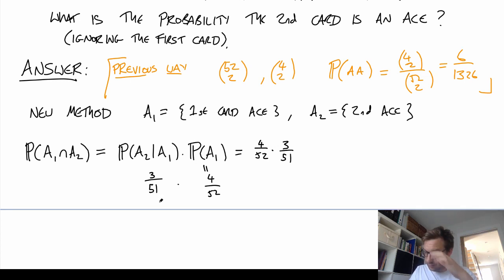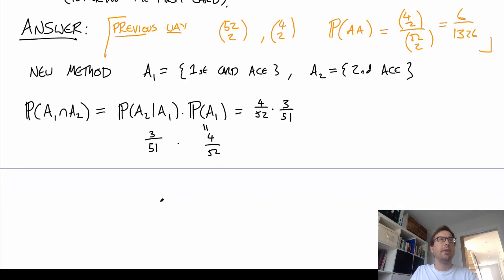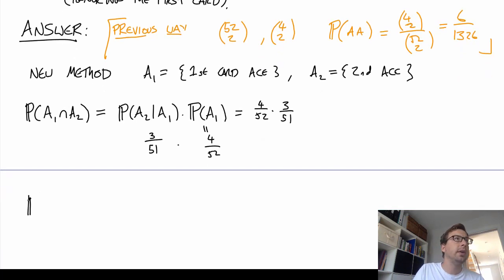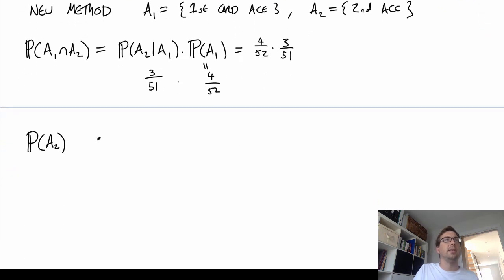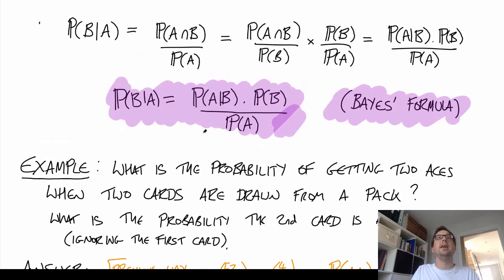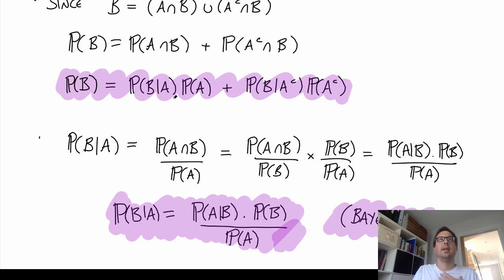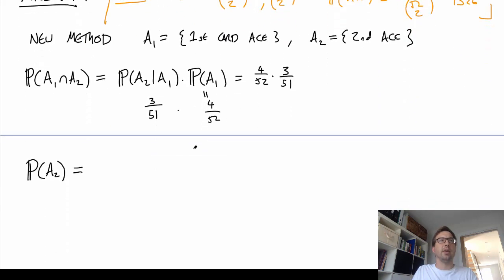So let's calculate the probability just on its own that the second card is an ace. That was the second question that we had here: what's the probability the second card is an ace? Well, I can use one of my other probability rules from up here. It's the probability of A and B plus the probability of A and not B. So I can basically condition on what the first card might have done.